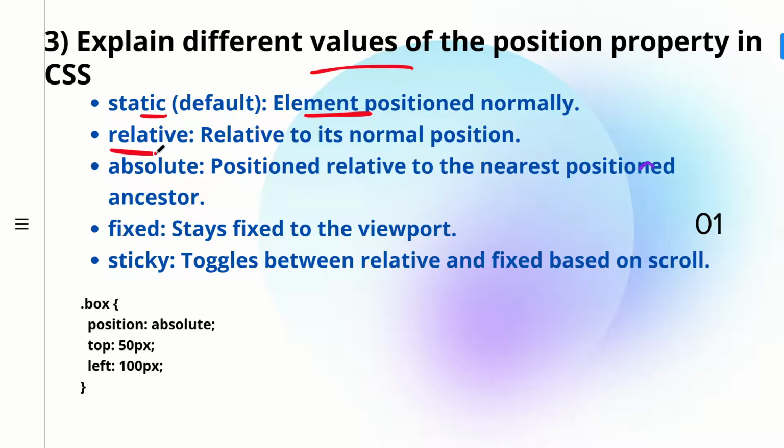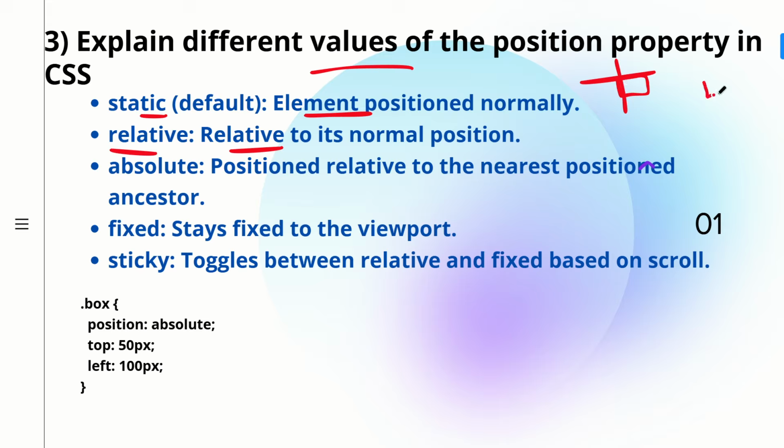So relative is one of the values which we can give to the position property. What does this mean? If you give the position as relative, then the element will be positioned relative to its normal position. Let us suppose this is your element and you gave the position as relative, and this is the x-axis, this is the y-axis. If you give top and left, it is going to position based upon its normal position.